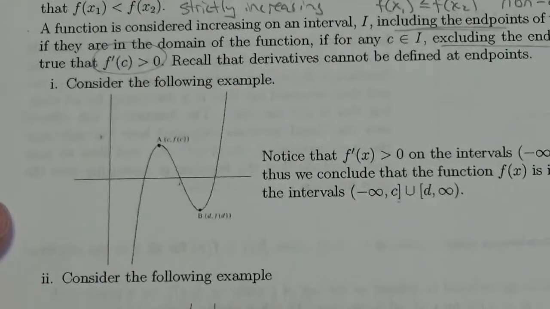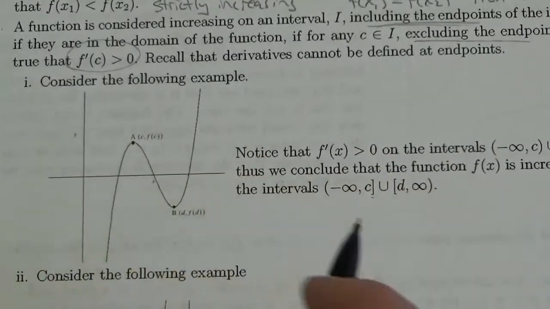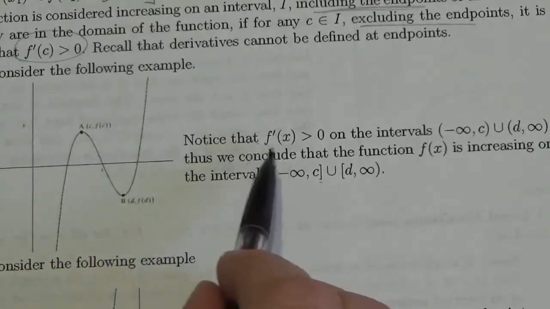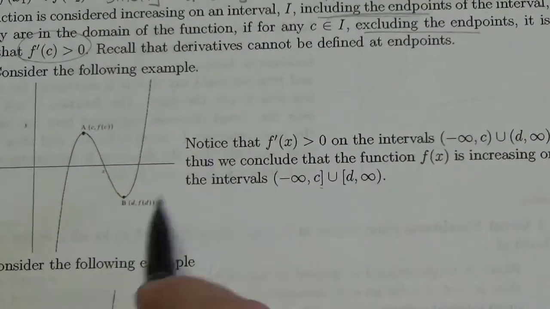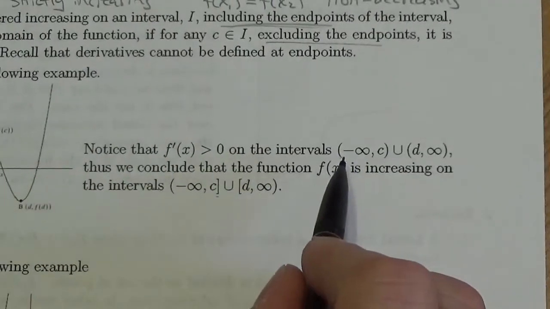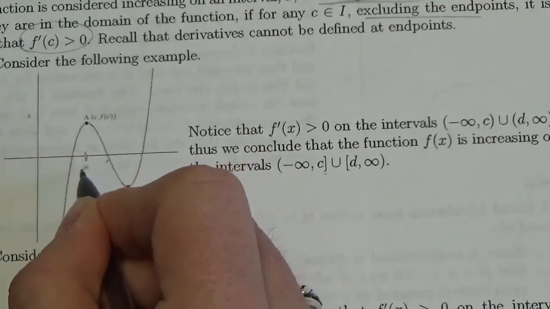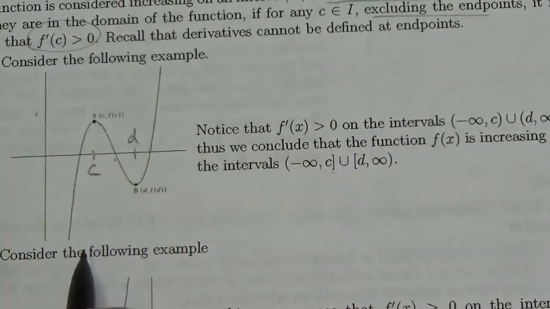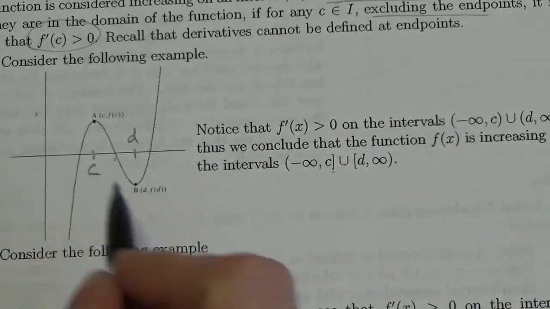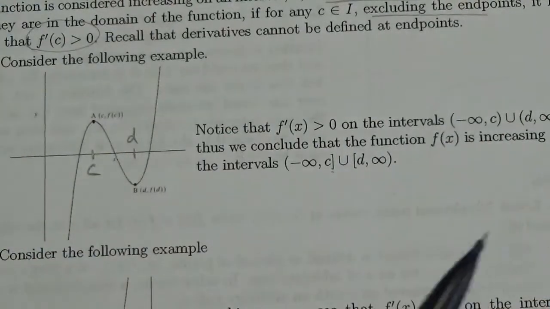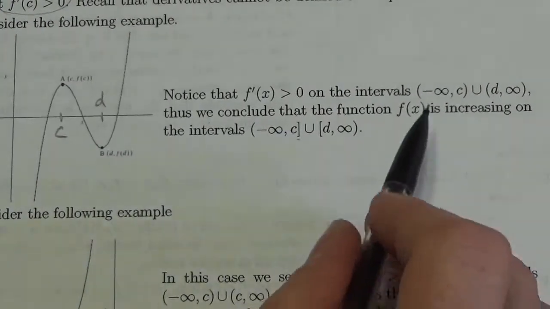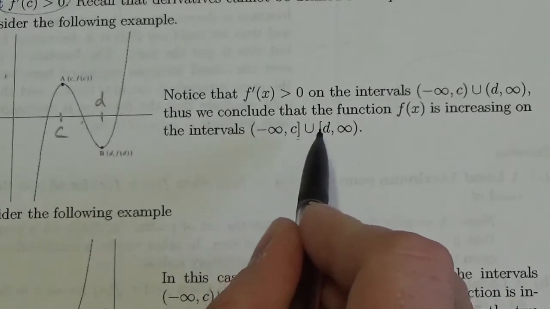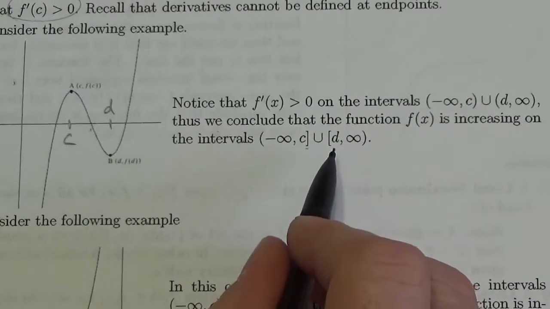So what that means here is when you take a look at a function like this, okay, and just notice how I've written this out here. Notice that f primed of x is greater than 0, so the derivative is positive on the interval negative infinity up to c. Now you can't quite see this, but this is the value c. And then from d out to infinity. So it's increasing here. Sorry, it's all positive here, it's all positive there. That means that the function is increasing from negative infinity up to and including c, together with the interval from d out to infinity.